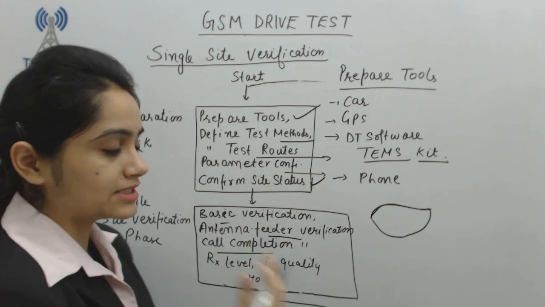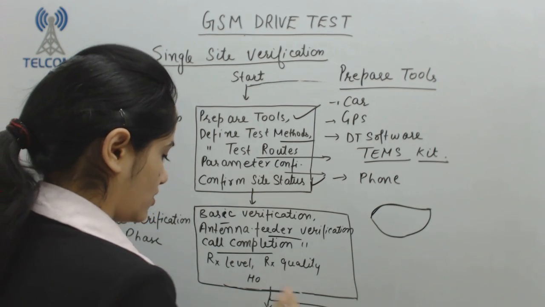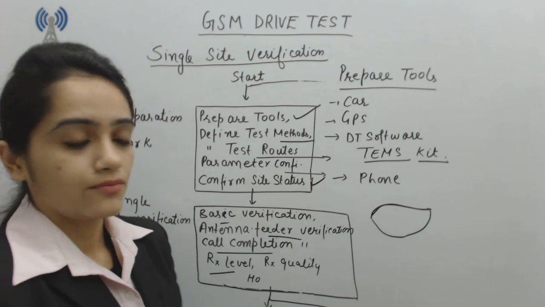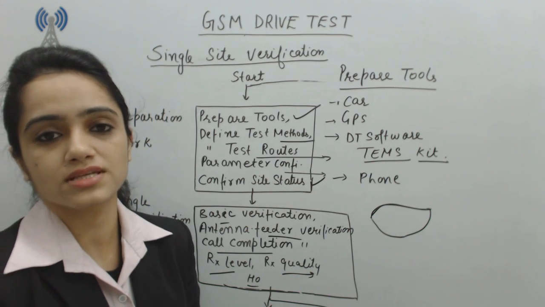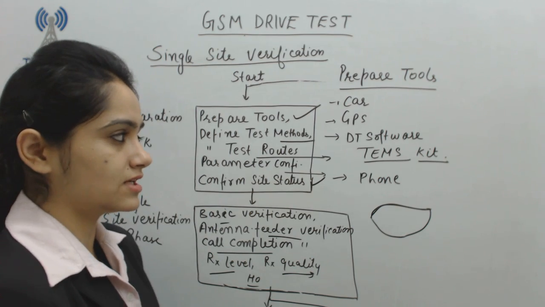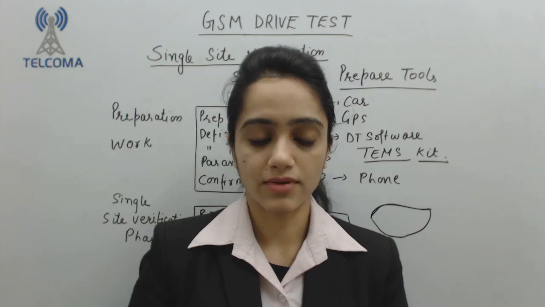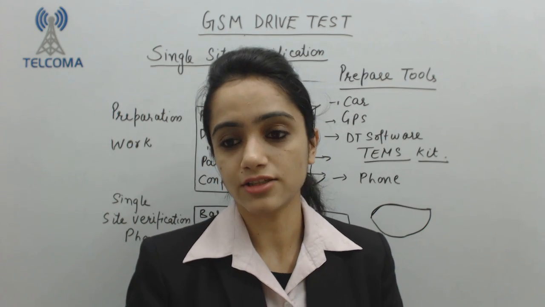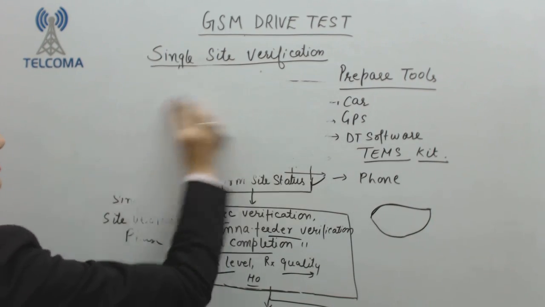We have call completion verification. I have initiated a call, whether the call is completed or not. We are checking RX level, RX quality and handover. Okay, then my process of single site verification is completed. If not, then I have to start again to find what the problems are, why verification is not completed or accurate. Now let's move to the next, which is test methods.